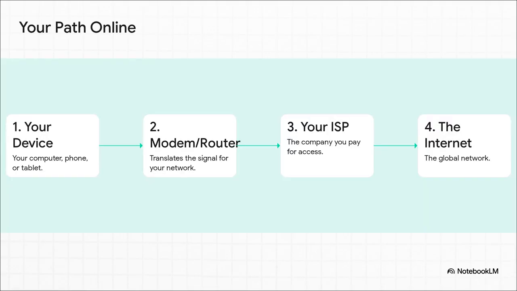So let's trace that signal for a second. It all starts with your device, your laptop, your phone, whatever. That gadget talks to your modem or router, which then talks to your ISP. And boom, your ISP connects you to the entire global internet. It's this four-step dance that happens in the blink of an eye every single time you go online.